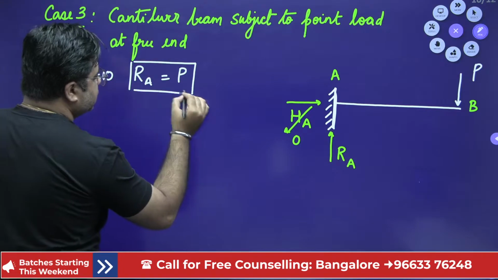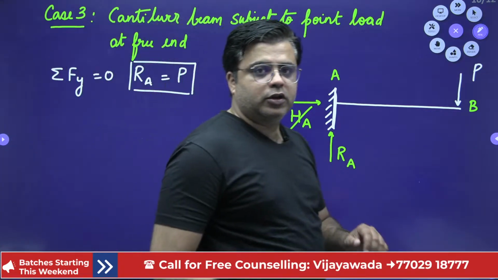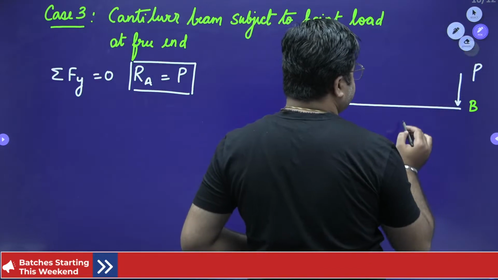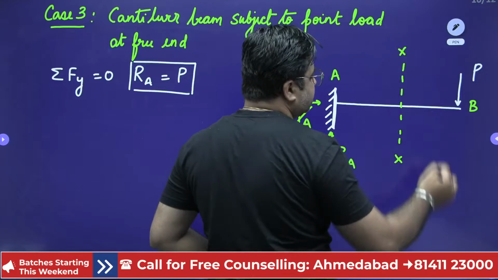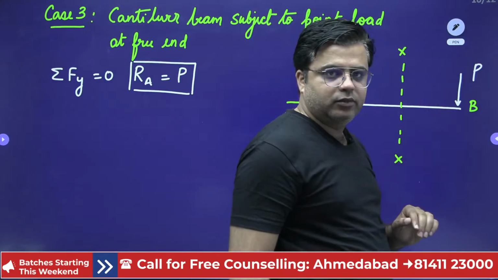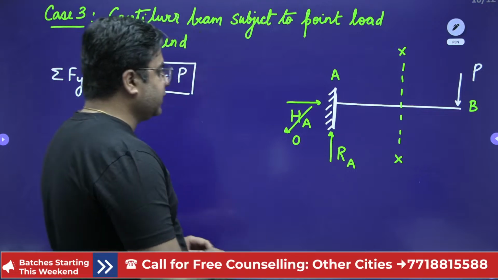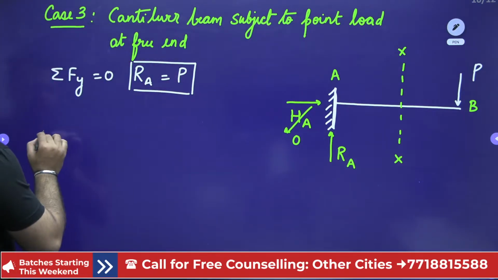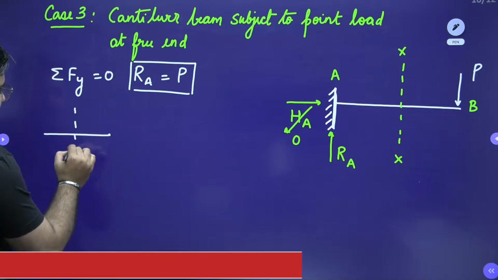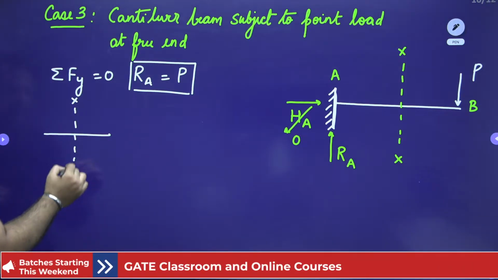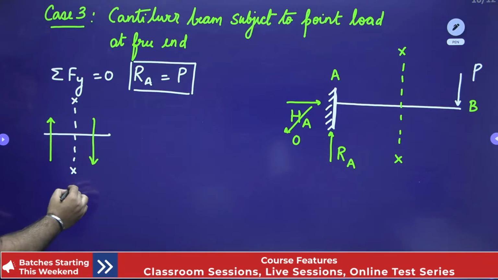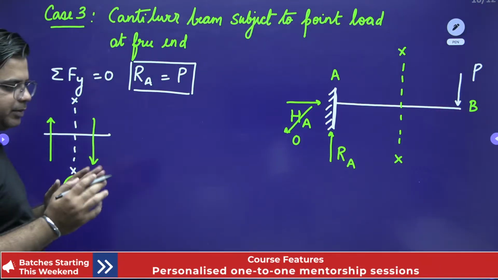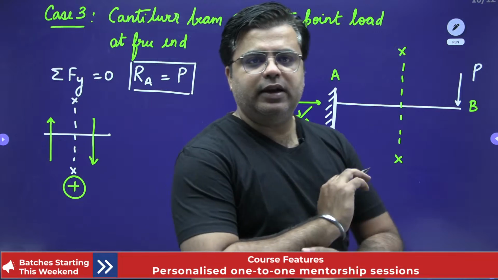Now, how to draw the shear force diagram for this beam? The first thing is, consider the section XX. This is my section XX. And for this section XX, I have to look towards the right. I'll just recall the sign convention we use. For the shear force diagram, if this is my section XX, any load which is acting upwards on the left of the section and downwards on the right of the section is taken as positive.